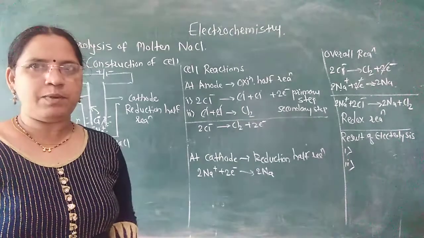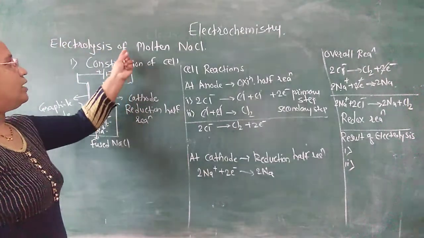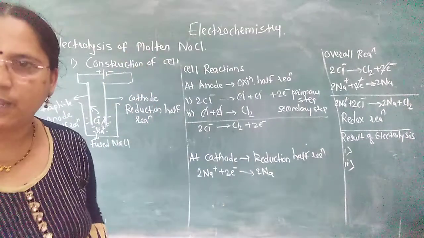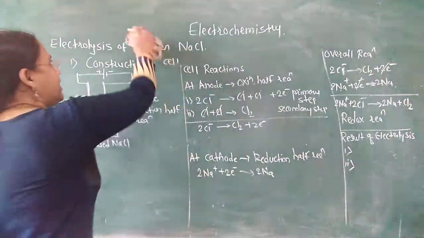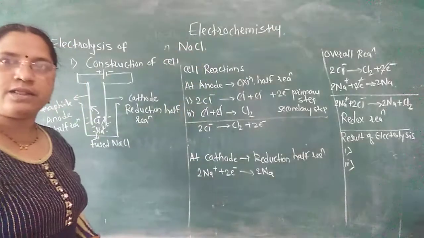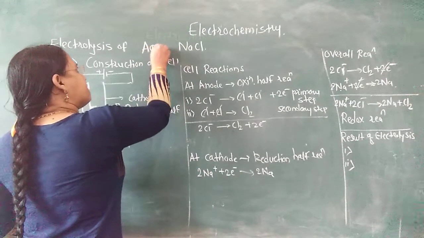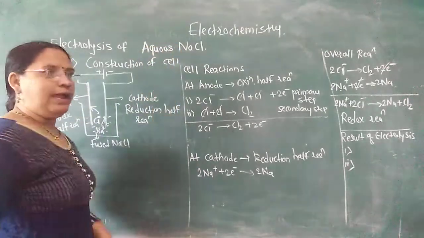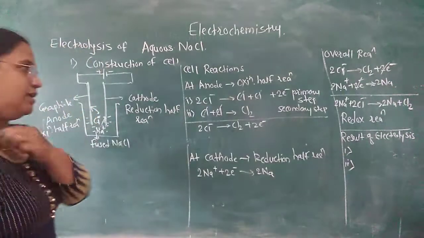Now, the second example we will consider for the electrolysis concept. Instead of electrolysis of molten NaCl, we will discuss the electrolysis of aqueous NaCl. I will write here, instead of molten, that is the fused form, now we are using aqueous NaCl. NaCl is dissolved in water, that is the form of an aqueous solution of NaCl.